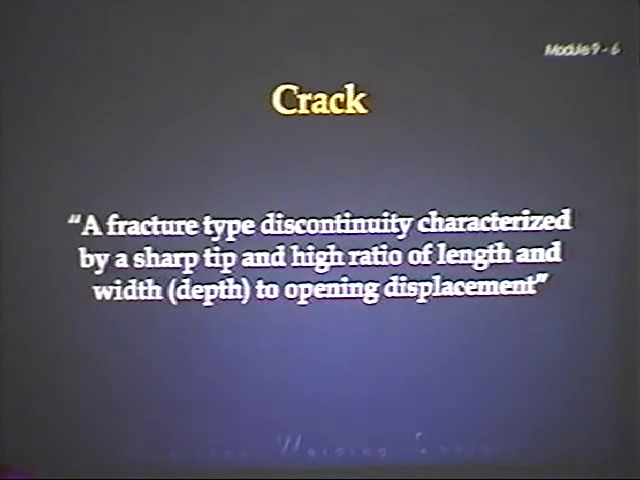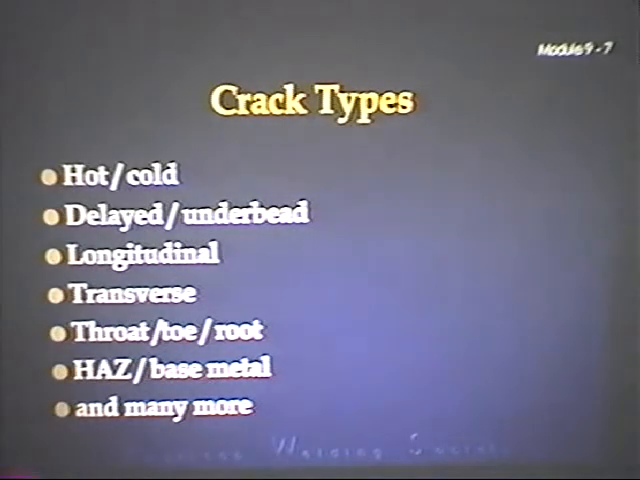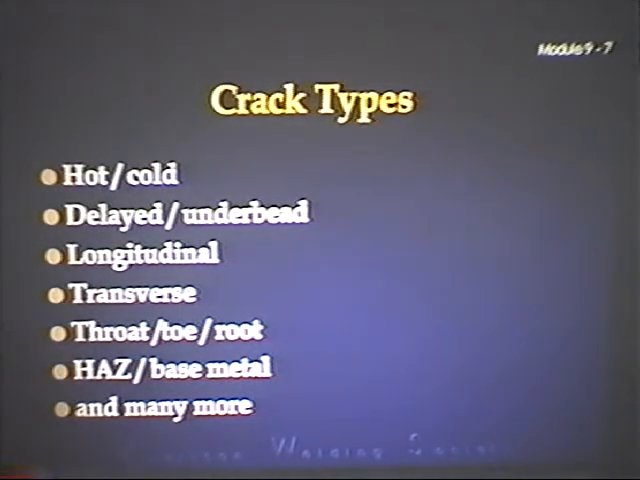So this is the definition of a crack. And as I said, there's all kinds of cracks. Hot cracks, cold cracks, delayed cracks, underbead cracks, longitudinal, transverse, throat, toe, root. Then there's heat affected zone, and so that would be a base metal crack. And there's many more. These are all different types of cracks that you guys may come across, especially if you're working in alloy steels. Anything that has a high carbon content or carbon equivalency over 2.5 is subject to cracking.